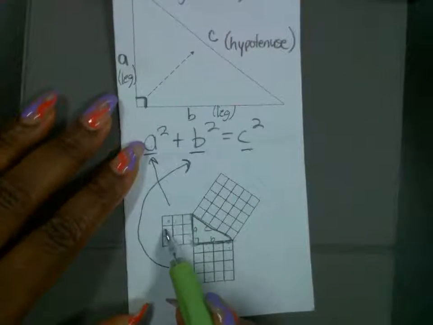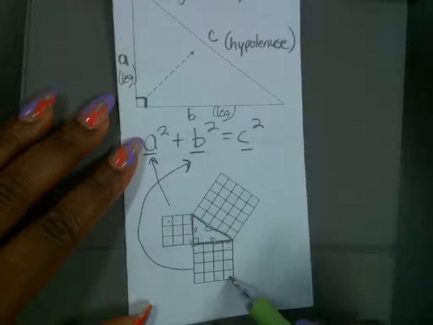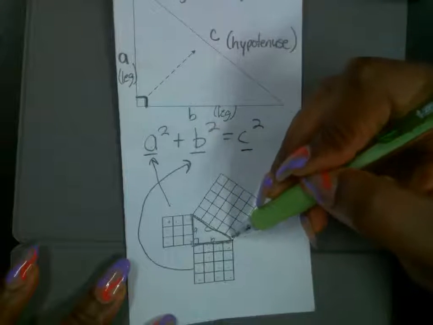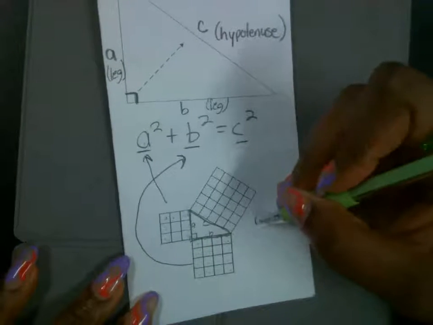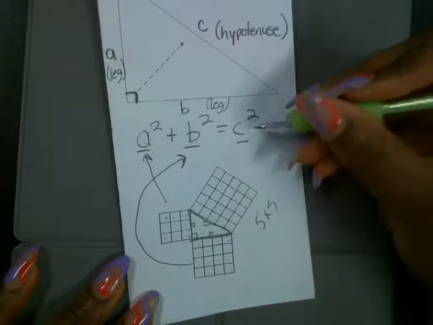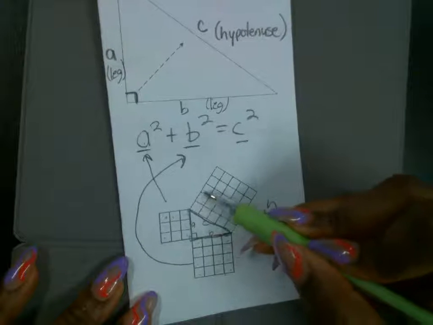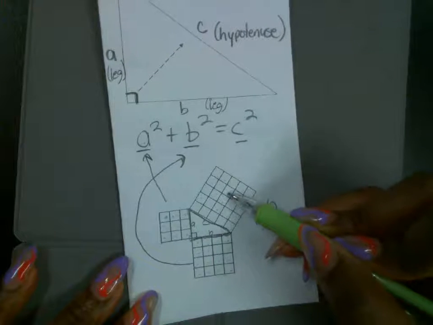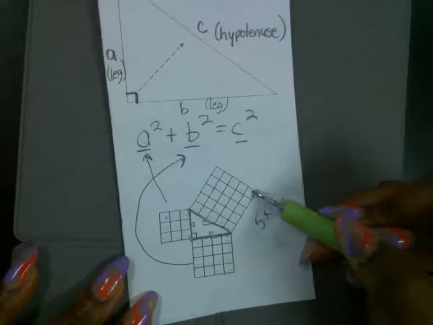This is 1, 2, 3, 4, 5, 6, 7, 8, 9, 10, 11, 12, 13, 14, 15, 16, 17, 18, 19, 20, 21, 22, 23, 24, 25. So let's count this one. This length is 1, 2, 3, 4, 5. What's 5 squared? What's 5 times 5? 25. You've got to know that 5 squared is the same as saying 5 times 5. So let's count to see if that's 25.